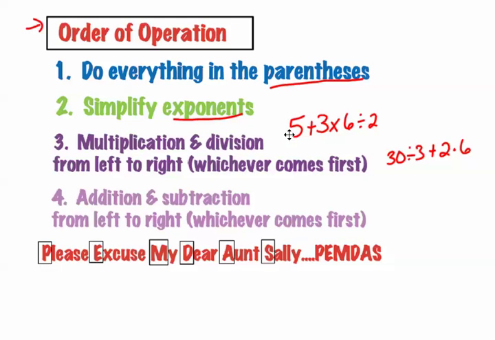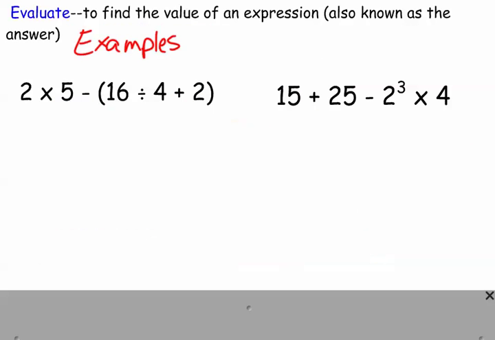So what I mean by that, if you look at this problem right here, do you see how multiplication comes first in the problem? So I should do that first. However, if you look at this problem, which is totally different, division comes first, and I should do that problem first. Okay? All right, so let's do some examples.